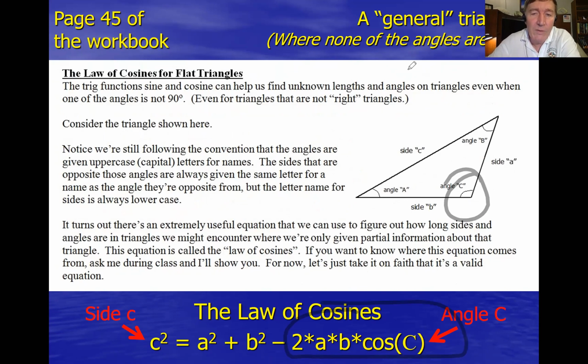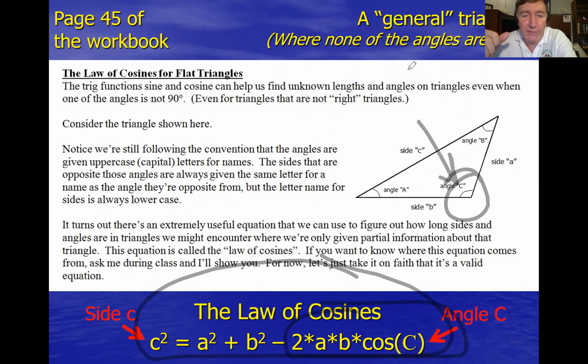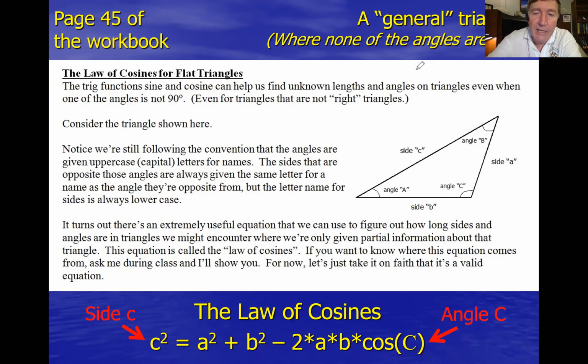Okay. So by using this one, this is basically the Pythagorean theorem corrected for the fact that this is not 90 degrees. So this is the more general equation. And so again, by using this equation, if we know any two sides of the triangle, and if we know the angle in between them, we can then use this one equation to figure out everything else we want to know about this triangle.